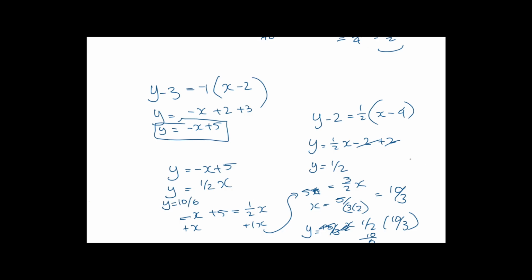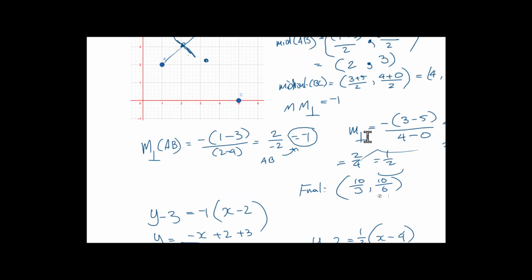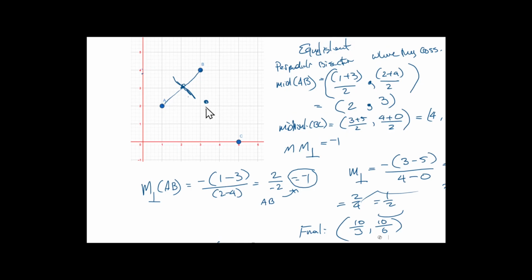So our final answer, after all of the scribbling: Sanjay must be at the point x is 10 over 3, y is 10 over 6, and maybe you could probably simplify that a little bit. 10 over 3 is, yeah, around about where we assumed it was going to be, which is pretty good.